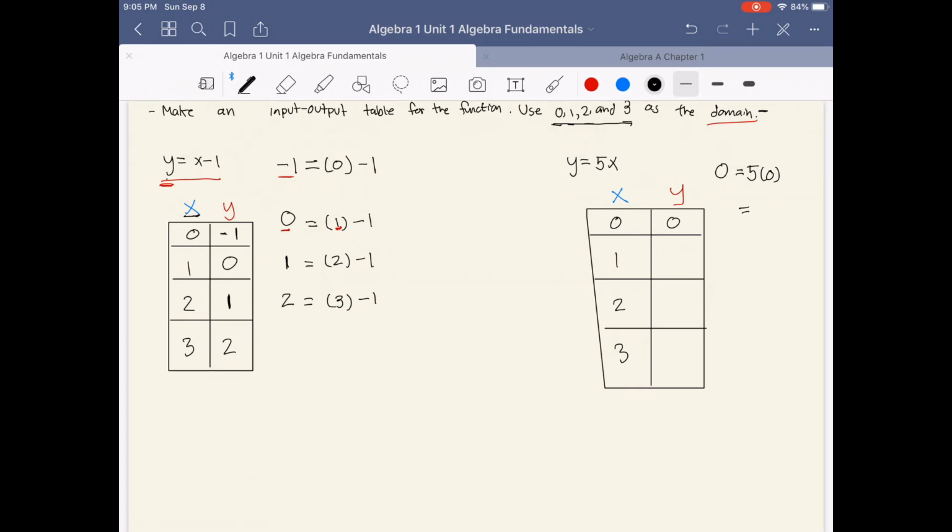Okay, now what if we replace x with 1? What is 5 times 1? It is 5. Okay, and you're putting 5 next to 1 because you replaced x with 1. Now next, we replace x with 2. What is 5 times 2? It's 10. Okay, then we put 10 next to 2 because that's what we replaced x with to get 10. Now, lastly, we replace x with 3. 5 times 3 gives you 15, and you place 15 next to 3 because that's what you replaced x with to get 15.